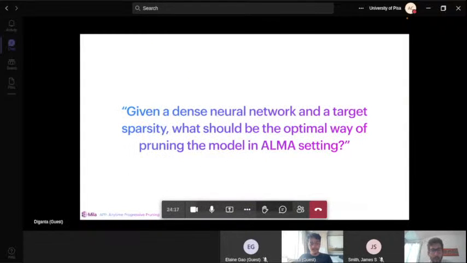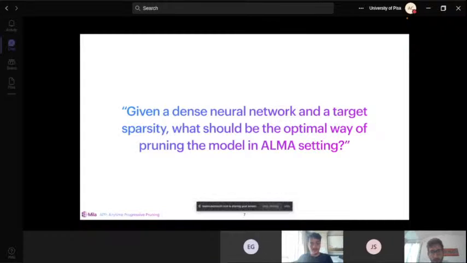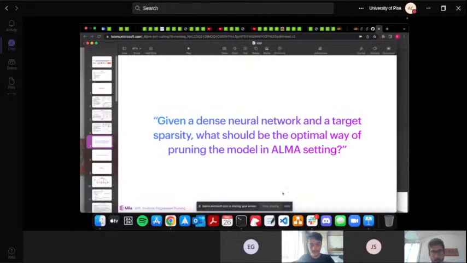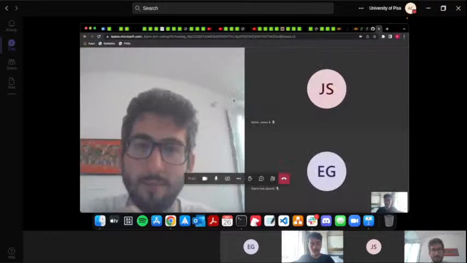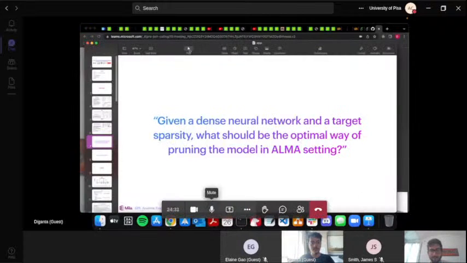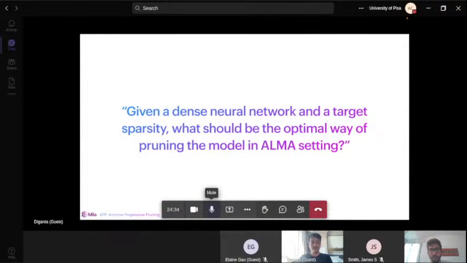Sorry, Diganta, can you just hide the Teams window? Like, click on hide here. Oh, right. I'm not having my cursor. Okay, yeah. Thank you. Is it good now? Yeah, perfect. Thanks.